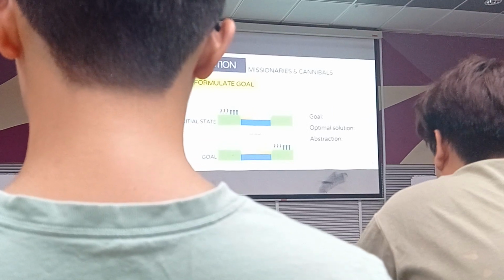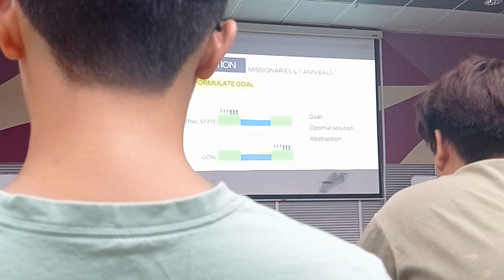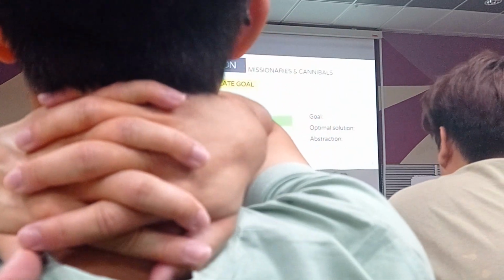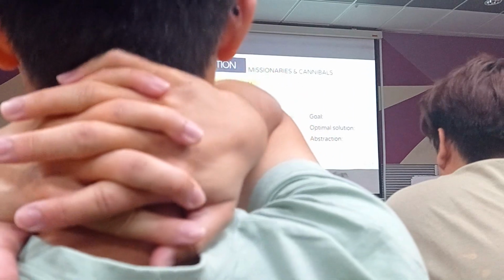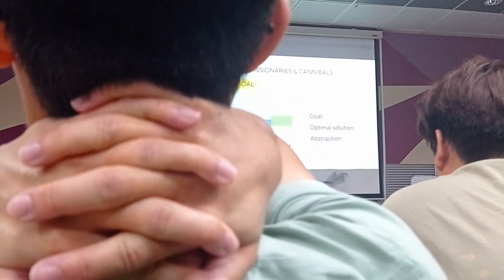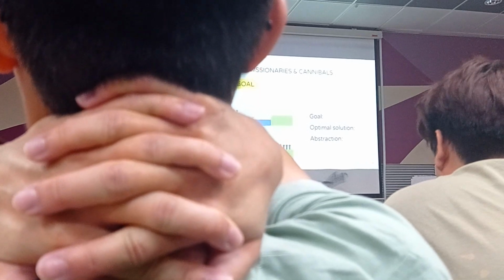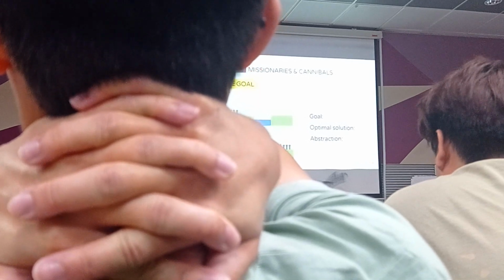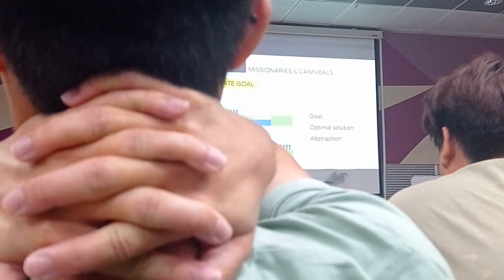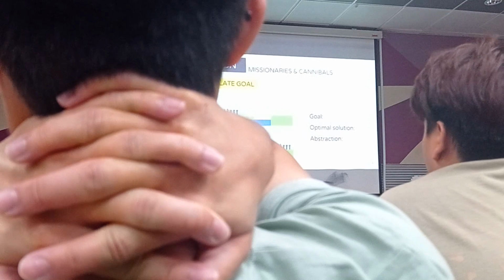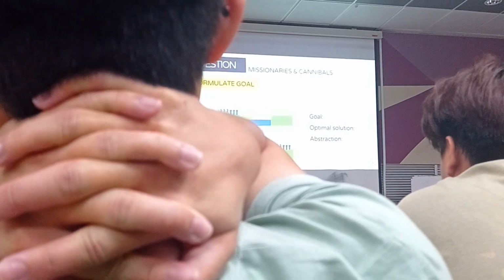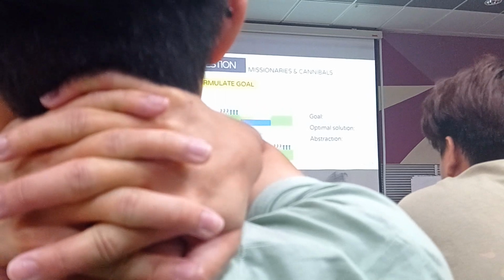Then we can come to the goal. You want to move all three cannibals and missionaries to the right hand side, so it is represented as 0, 0, R, 3, 3. The number of cannibals and missionaries at the left hand side is 0, the boat must be at the right hand side, and there are three cannibals and three missionaries at the right hand side. So it's easy to understand, right?